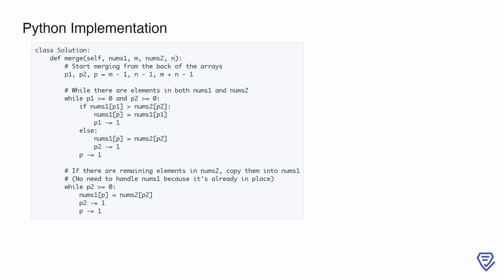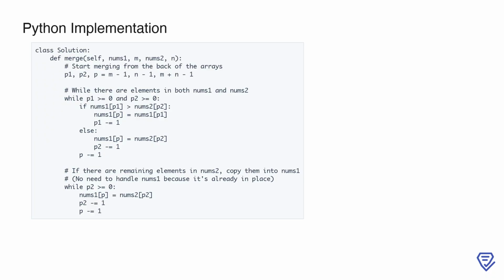After the main loop, if there are any remaining elements in nums2, i.e., if p2 >= 0, we copy them into nums1 using another while loop. This ensures that all elements from nums2 are correctly merged. We do not need to handle the remaining elements in nums1 explicitly because they are already in place. The algorithm modifies nums1 in place, and the final result is stored directly in nums1.